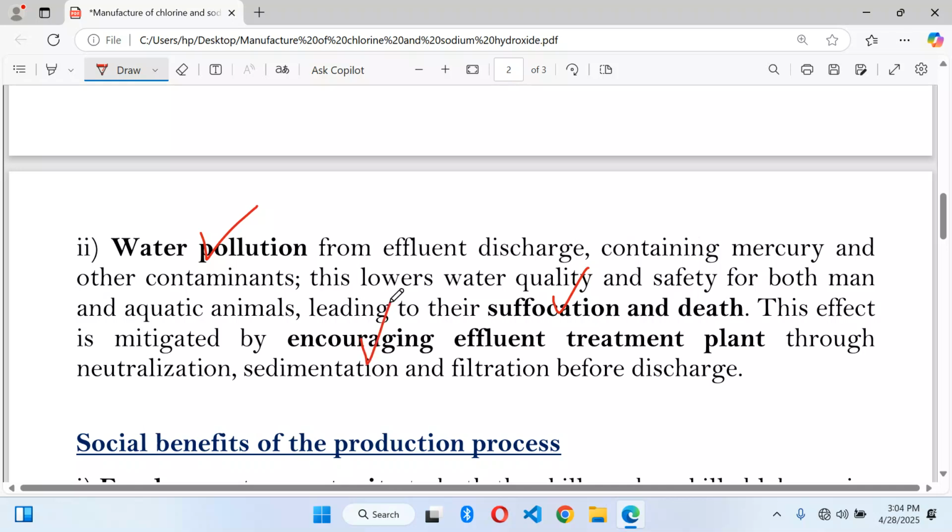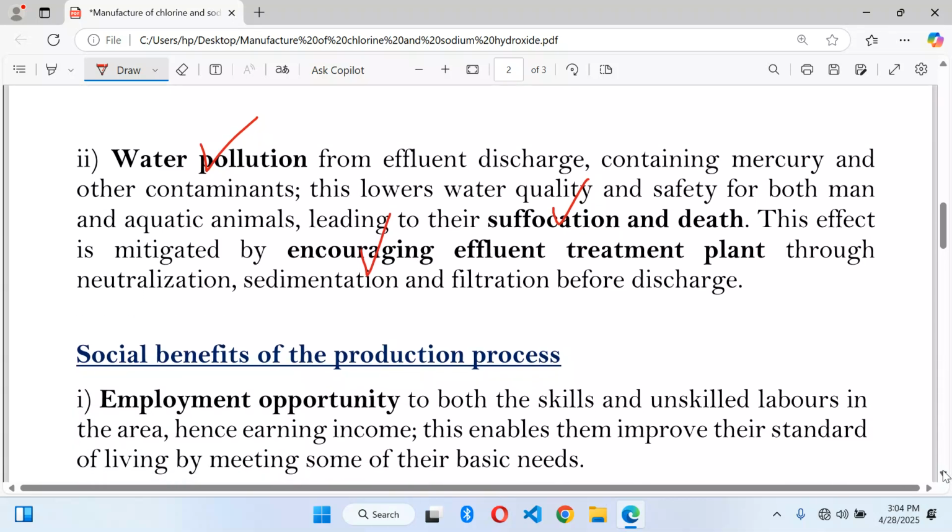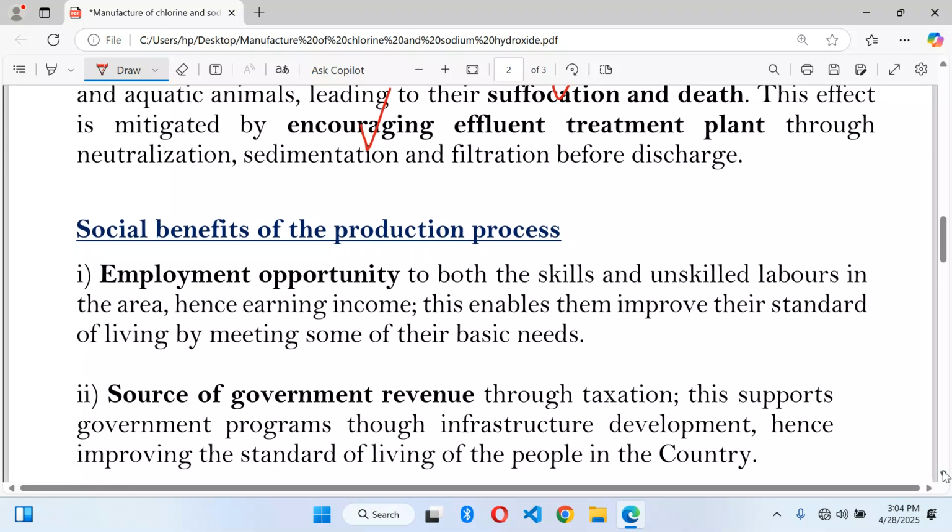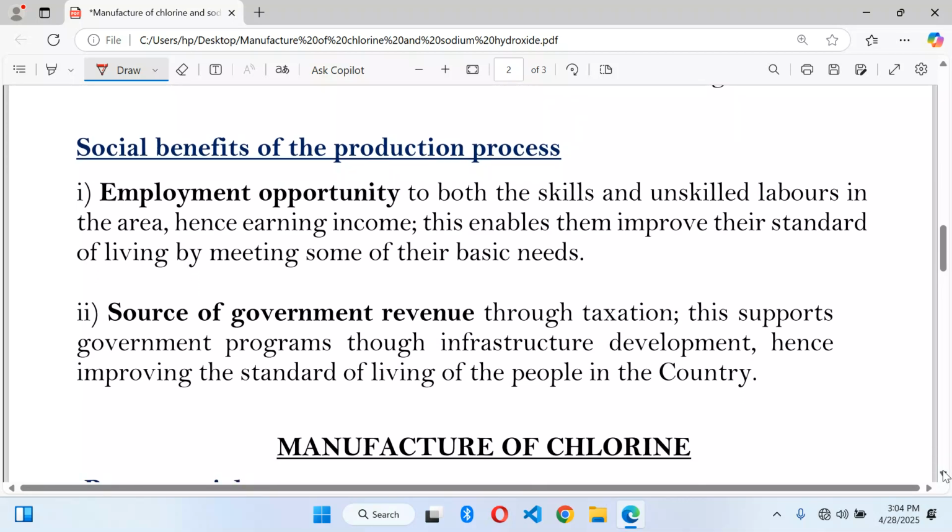So you can see this is a point we say is a pregnant point. It gives you 3 scores. Please, these areas of industrial processes, let it not be a challenge to you. Make sure when you find such a question, let it be your time to enjoy the beauty of chemistry.